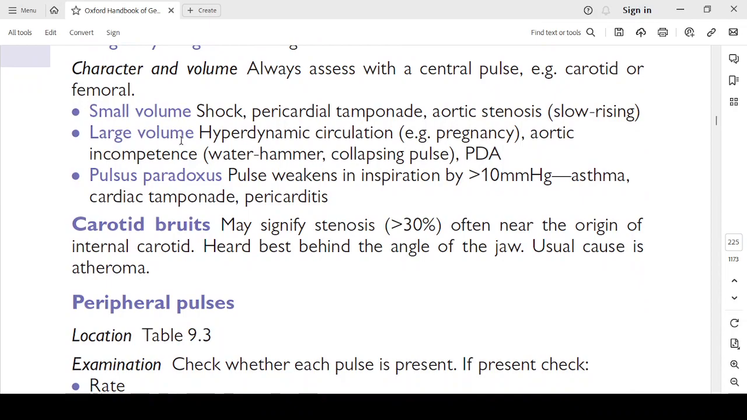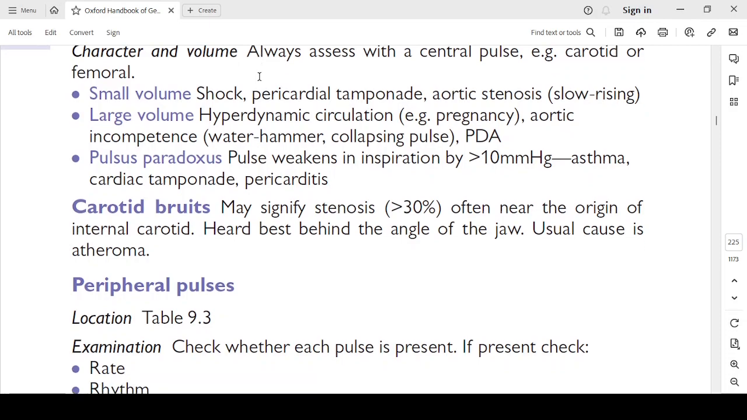Character and volume. Always assess with the central pulse, for example the carotid or femoral pulse. Small volume: shock or pericardial tamponade. Aortic stenosis has a slow rising pulse. Large volume: hyperdynamic circulation like pregnancy, aortic incompetence, water hammer or collapsing pulse in aortic incompetence or regurgitation. PDA, there is again hyperdynamic circulation.